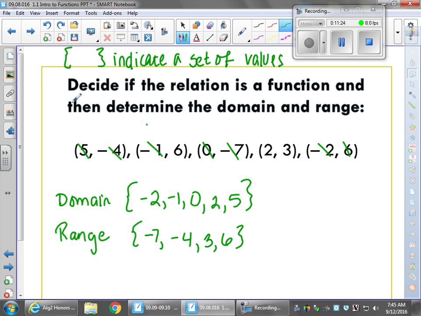Have we finished answering this question? What part have we not addressed yet? Is it a function? Any ideas on this? Yes. Is it? How do you know? Very good. So a quick check. Do you see any repeating x values here? No. So automatically, yes, this is a function.